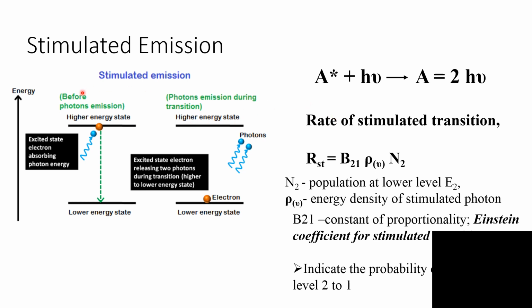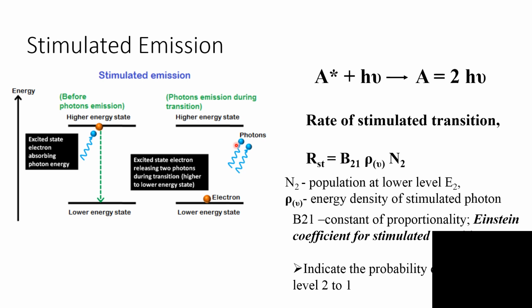Okay, so all that process we can write down mathematically in this form. There was already an excited state, then a photon came, and after the photon came, our state went to the ground state, and we got two photons. And here is the rate of stimulated emission. The rate of stimulated emission is proportional to the density of stimulating photons and the population of the N2 energy level.